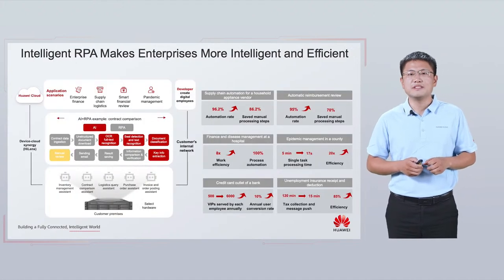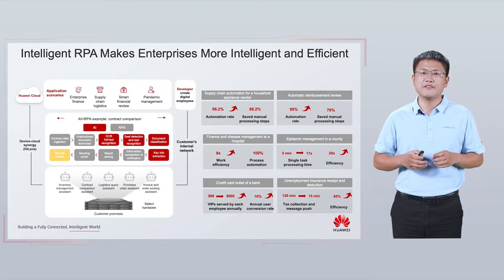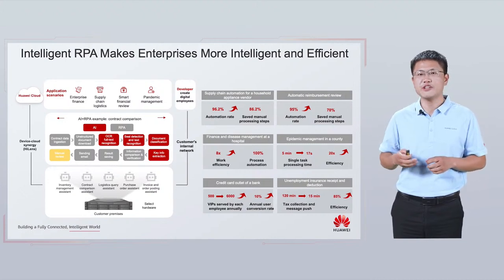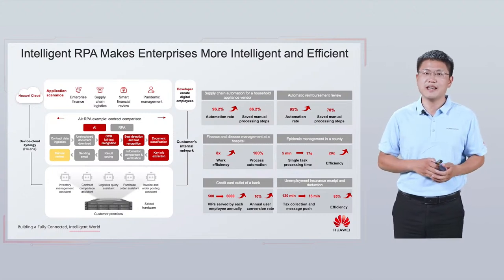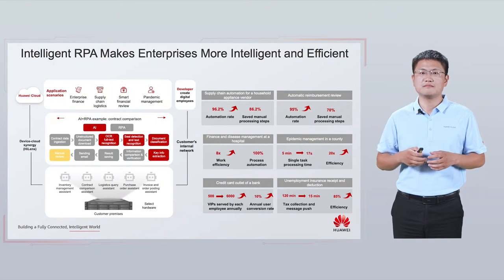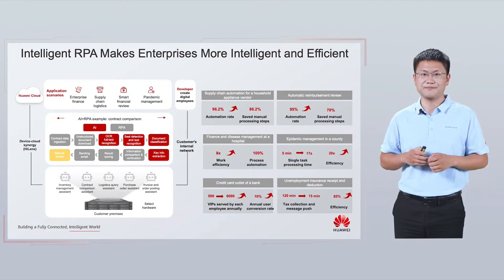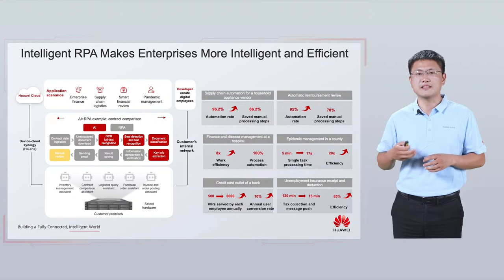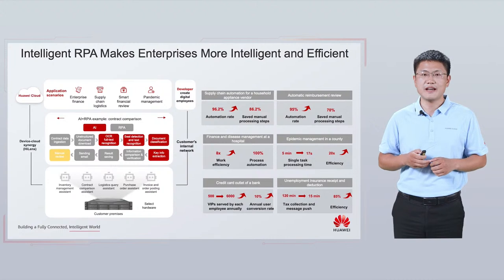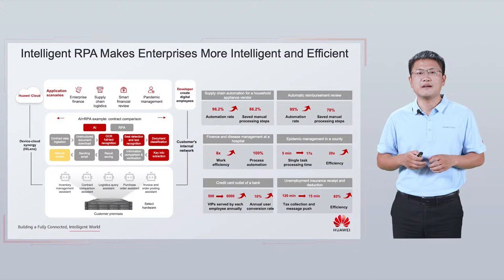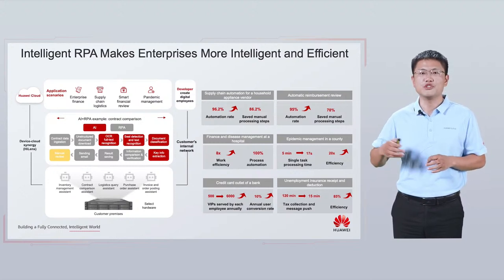Based on the preceding topics, we can find that the development process of the intelligent RPA is convenient and interesting. With the intelligent RPA, we can build various scenario-specific robots. As you can see, we have many successful cases in various scenarios, such as enterprise finance, supply chain logistics, and government. Here, we use a simple example of contract comparison to show how the RPA and AI are combined.